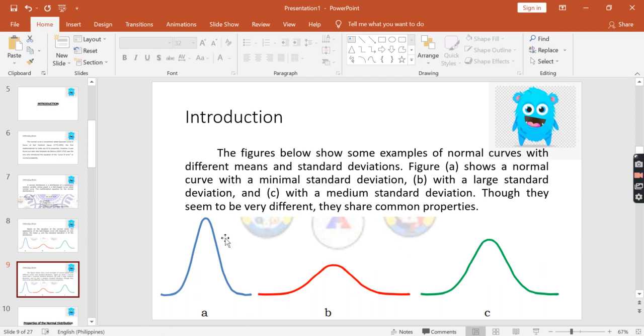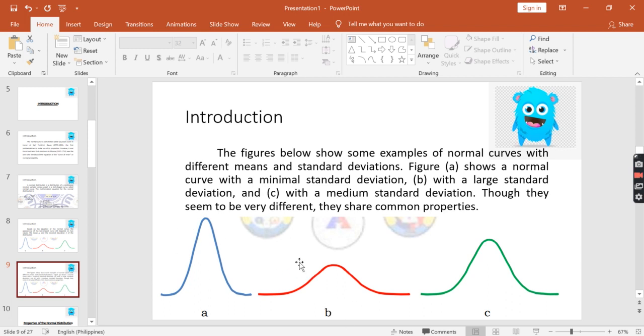Just as you can notice, A has a minimal standard deviation, while B has a large standard deviation, because as we have discussed before, standard deviation stands for the measure of dispersion. So meaning the data inside B are dispersed. That's why it's so flat and so wide.